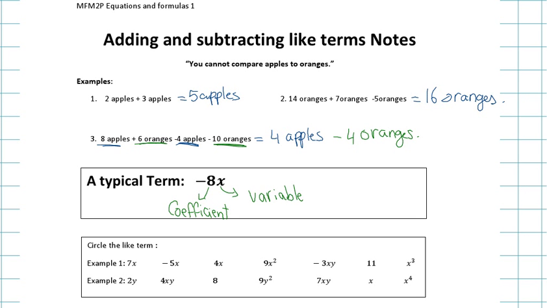We want plus 6. So it means when you're adding like terms, you must have the same letter. You must have the same variable with the same exponent. What does it become? 4 plus 6.